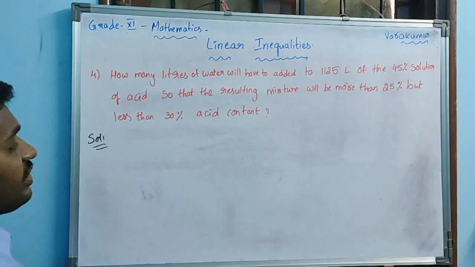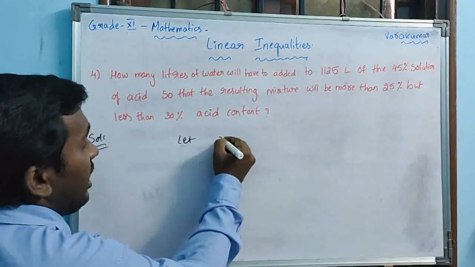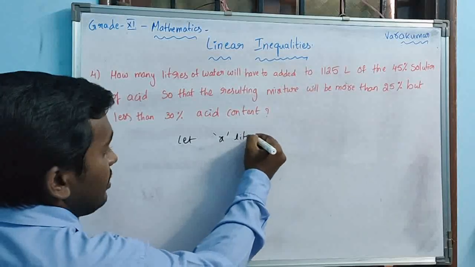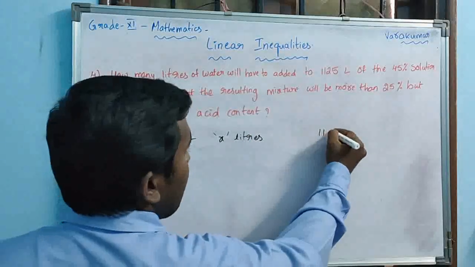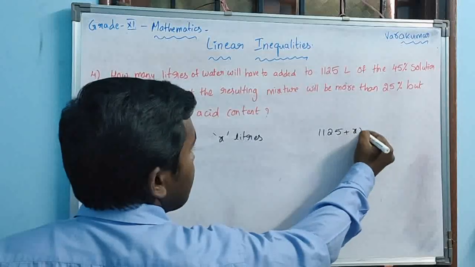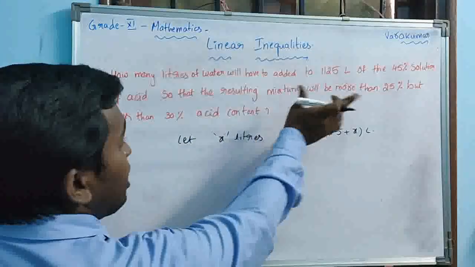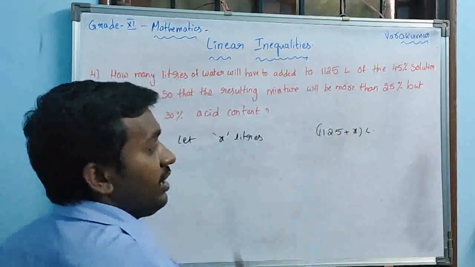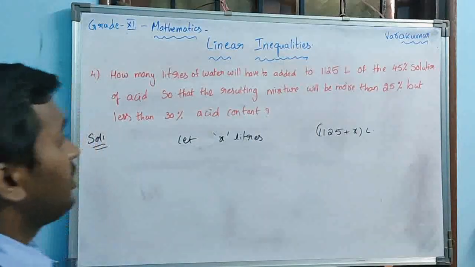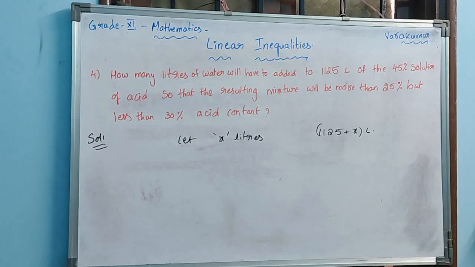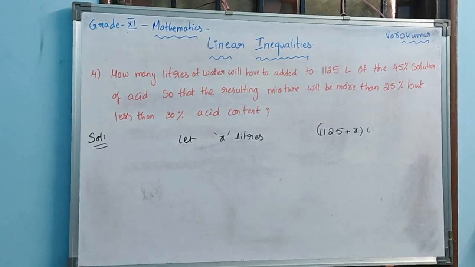How many liters of water? So let the amount of water to be added be x liters. Now the total quantity becomes 1125 plus x liters. Now what is going to happen? The resulting mixture will be more than 25% but less than 30% of acid content.